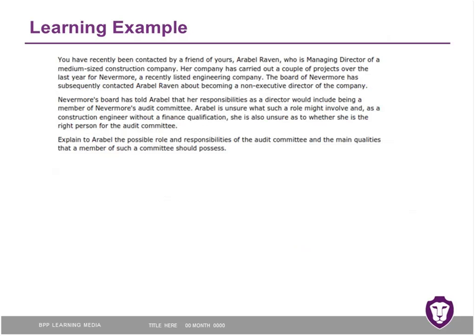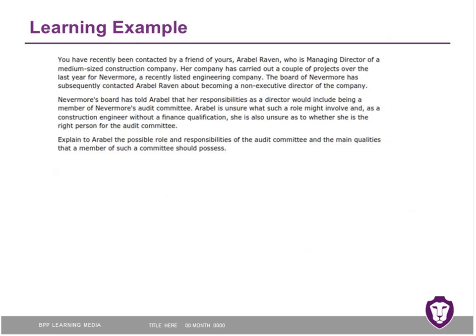Okay, this is my last example, and then we're going to look at the pre-seen. You're being contacted by a friend of yours, Arabelle Raven, who is managing director of a medium-sized construction company. She's carried out some projects for Nevermore, a listed engineering company. They've contacted her about becoming a non-exec director. Responsibilities might be to be a member of the audit committee. She's a construction engineer. She hasn't got a finance qualification. She's unsure if she's the right person. Explain to Arabelle the role and responsibilities of the audit committee.